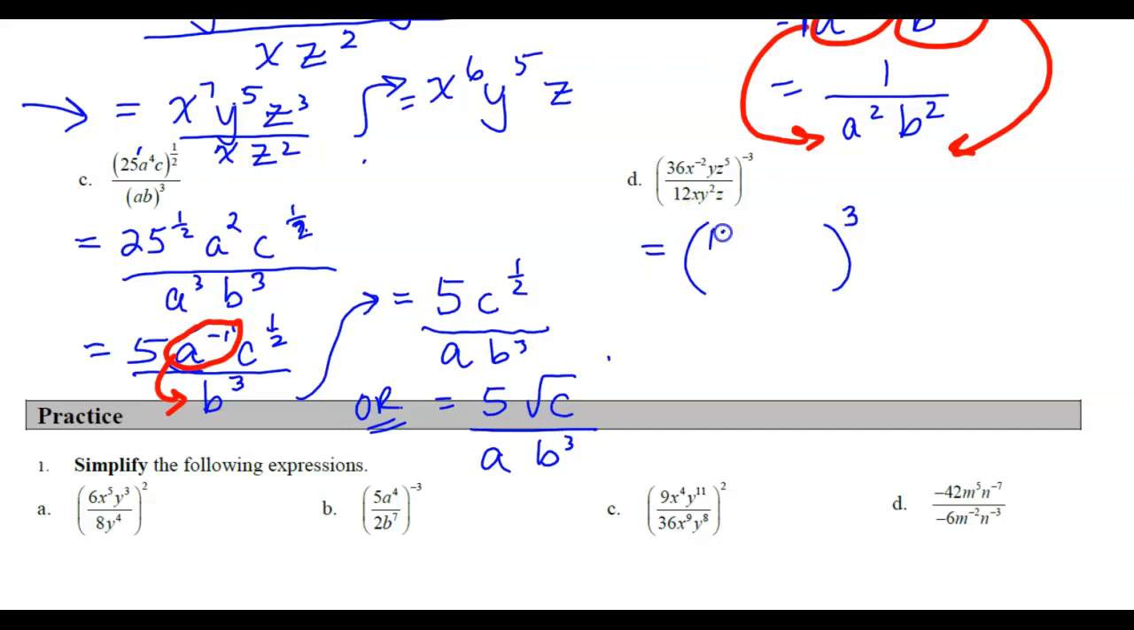So that's going to be 12xy squared z over 36 x to the negative 2 y z to the 5. Biggest thing to realize here, when you're flipping that fraction, it's not changing any of the exponents on those variables. I changed the exponent on the outside.